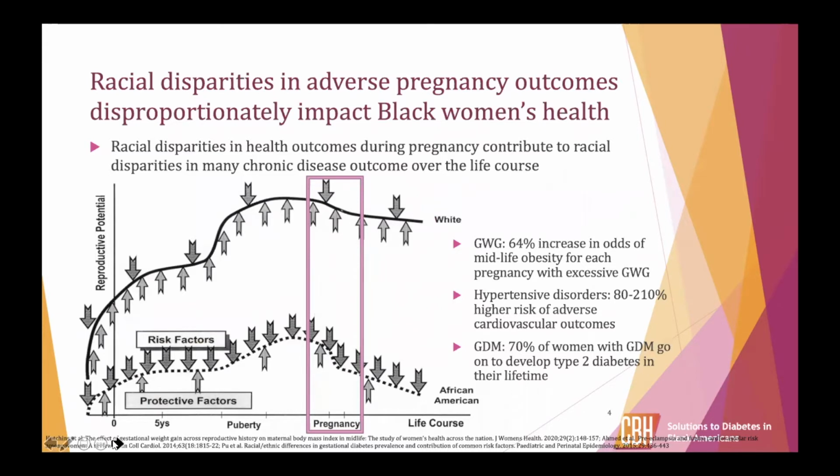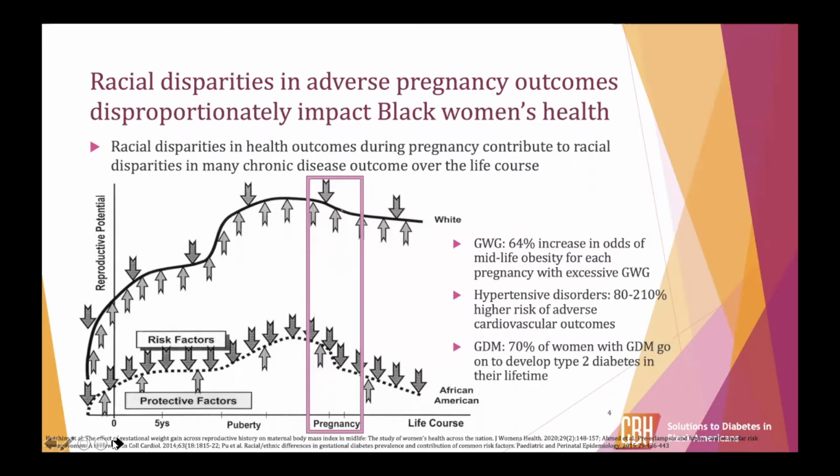So for gestational weight gain, a recent paper found a 64% increase in the odds of midlife obesity for each pregnancy that a woman experienced in which she had excessive gestational weight gain. Furthermore, with regards to those hypertensive disorders that are more prevalent within Black women, again, a recent study found that there is an 80 to 210% higher risk of adverse cardiovascular outcomes that developed over the life course arising from these hypertensive disorders occurring during the pregnancy and perinatal window.